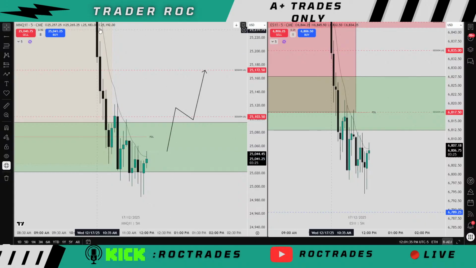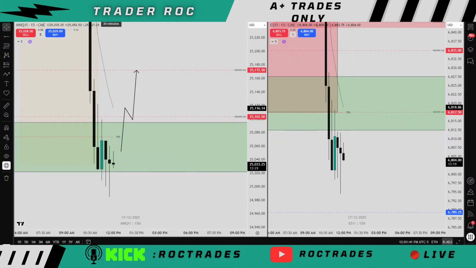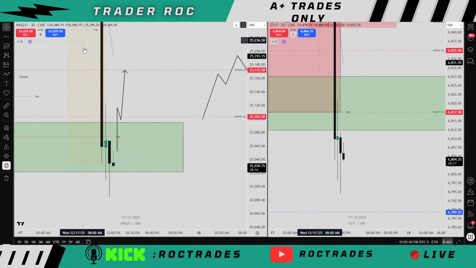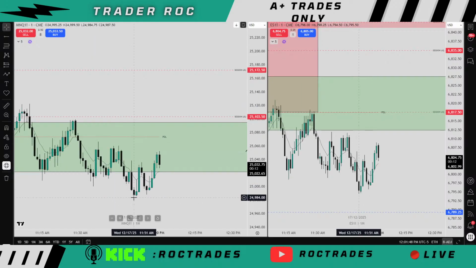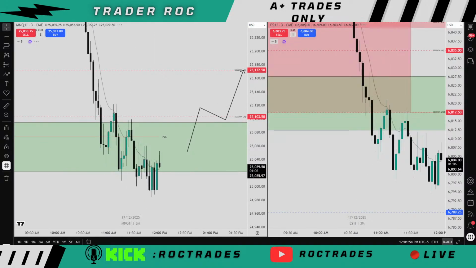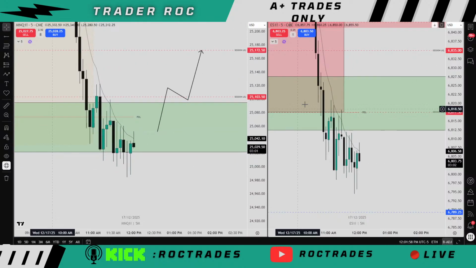12 o'clock. Check this 30-minute profile. We have a bottom wick right now. Maybe we get a deeper drive. Let's see. But right now, looks pretty solid. We have a sweep of this low. Very small market structure shift. I don't see any higher time frame gaps yet. So we're chilling.